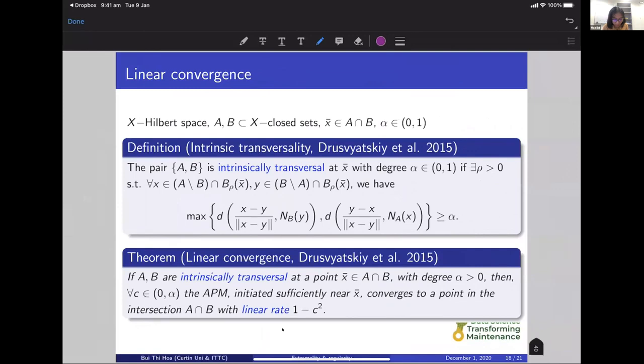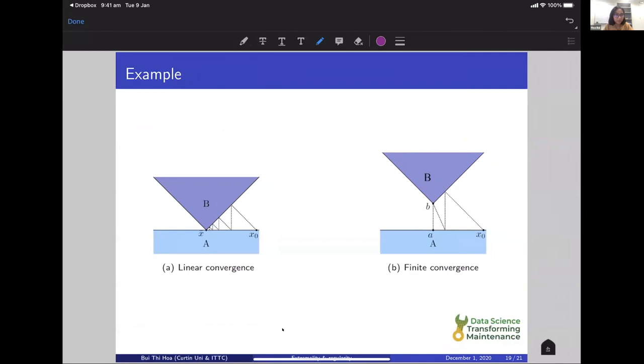Well, with that building block, we can derive many other conditions for the convergence of alternating projection as well. So here is some food for thought. Because we are considering the settings where we have a non-empty intersection, that's why we have the linear convergence here.